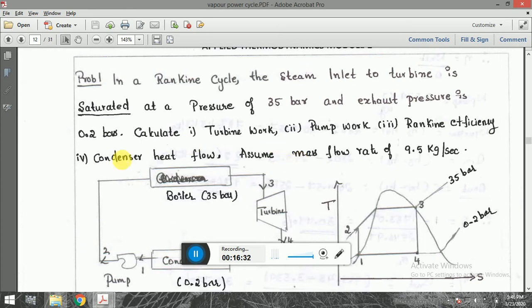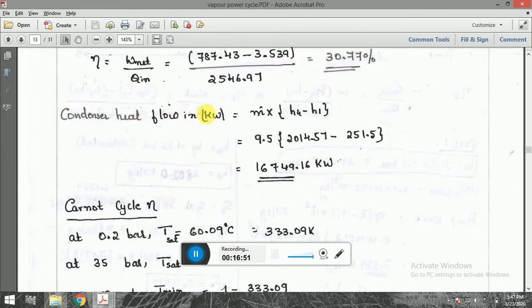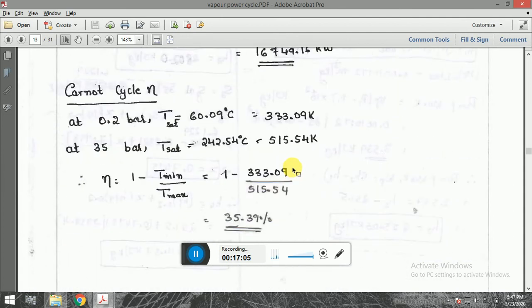Next we need to find the condenser heat flow. To find the condenser heat flow, what is the formula? It is m into h4 minus h1. So we can write the formula as: condenser heat flow in kilowatts is equal to the mass flow rate of the steam into h4 minus h1. We know h4 and h1, so we get 16749.16 kilowatts.